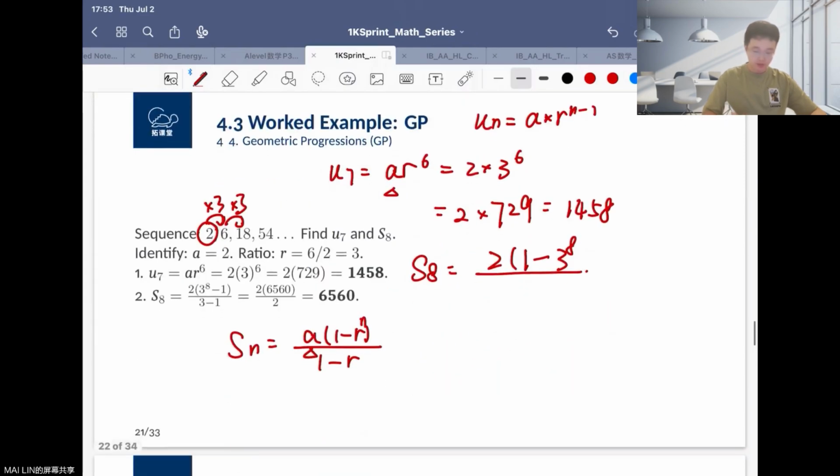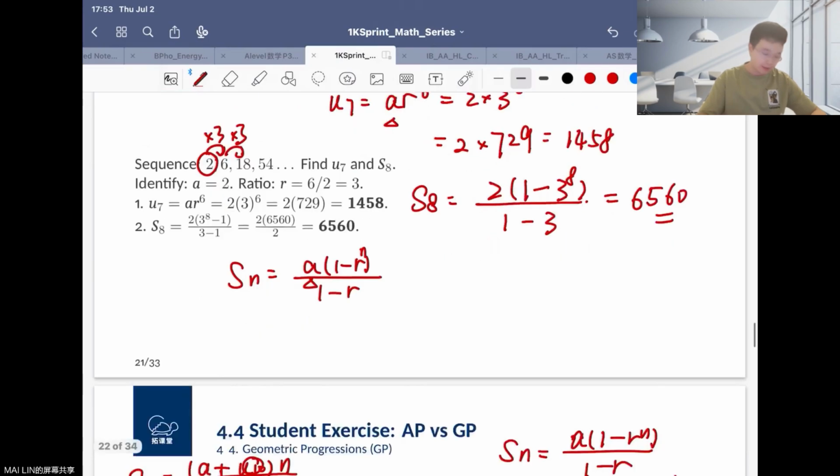And then over 1 minus r. So it's 1 minus 3, since the ratio is 3. So you can just calculate it. The final answer here is 6,560. That is the sum of the first 8 terms.